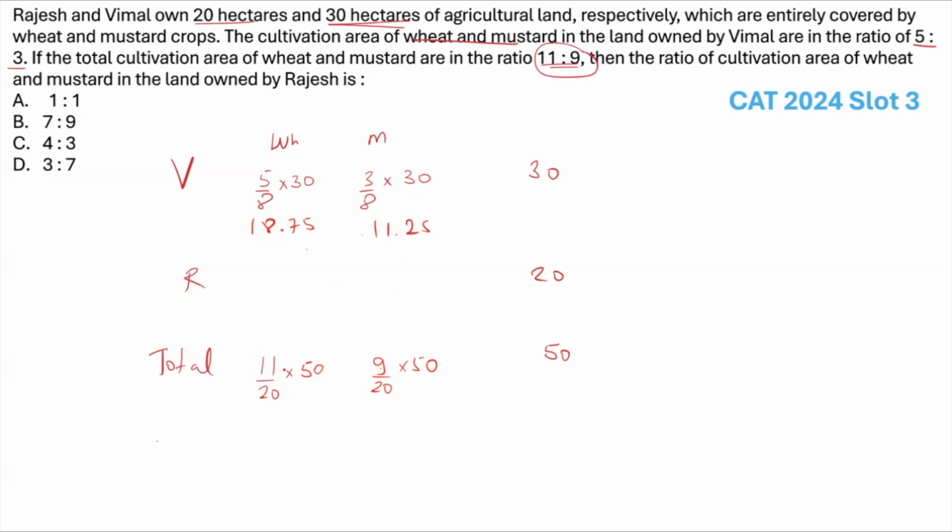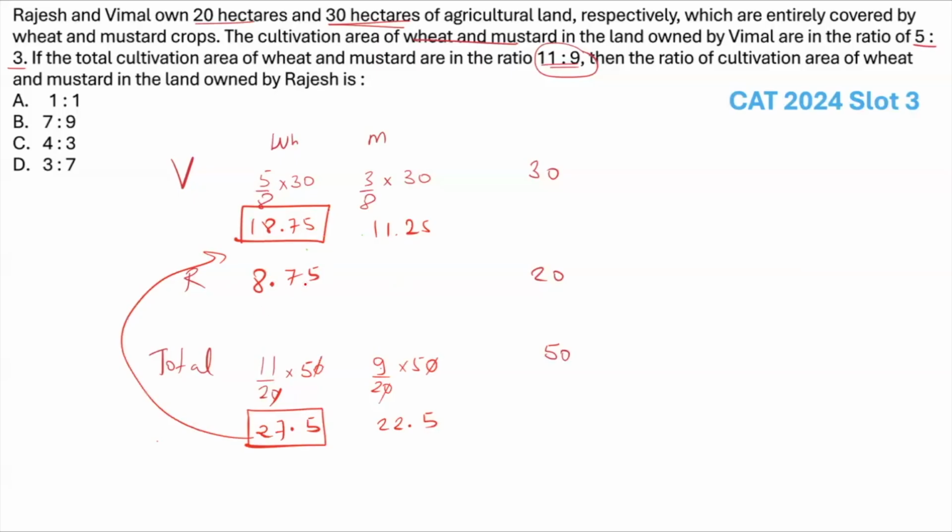Now let's talk about the total wheat cultivation. 11 by 20th of 50. 2 and 2 cancel, that's 55 upon 2, 27.5. And subtract that from 50, you get the mustard cultivation, or you can find out 9 by 20th of 50 also, 22.5 hectares. Now, the total cultivation of wheat is 27.5. Out of this, the cultivation by Vimal is 18.75. So what's the cultivation by Rajesh? 27.5 minus 18.75. And that becomes 8.75.